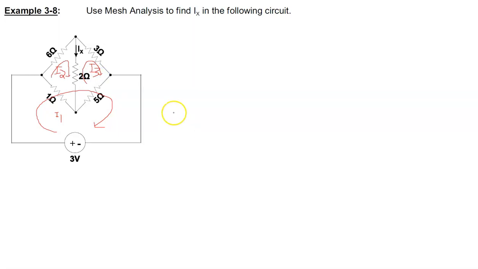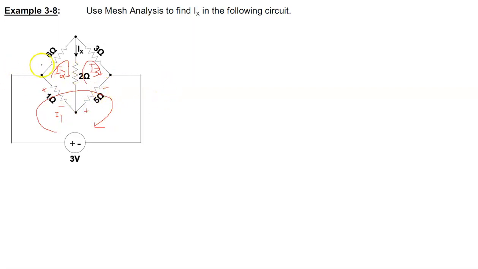Now the next step is to indicate voltage drops. We have several shared resistors here, so we have to be very careful about that. I1 goes through the 1 ohm resistor. It enters at the top left, and it's negative at the bottom. For the 5 ohm, it goes up through, so positive here, negative here.